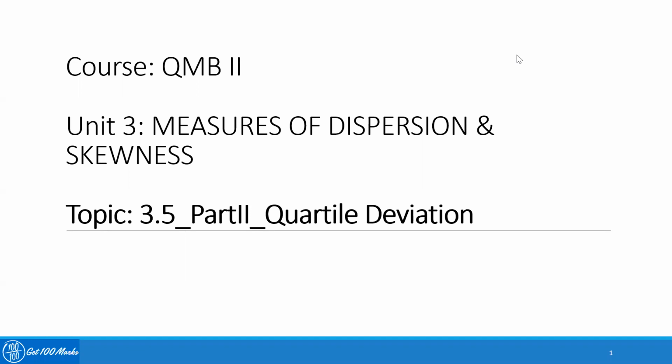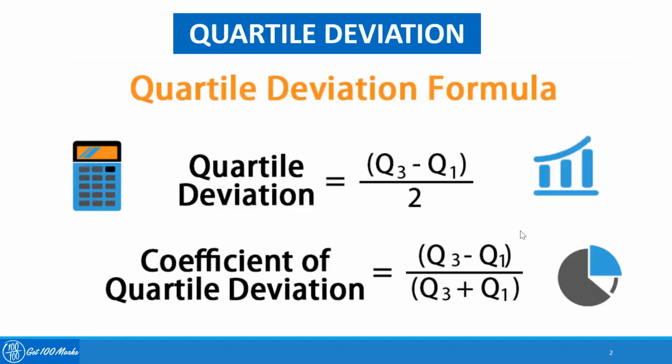Today I'll be discussing quartile deviation. This is a continuation of my earlier video. Quartile deviation, the formula which I have already discussed, is Q3 minus Q1 by 2, where Q3 is the third quartile, Q1 is the first quartile, and coefficient of quartile deviation is Q3 minus Q1 divided by Q3 plus Q1. It is a ratio of two items.